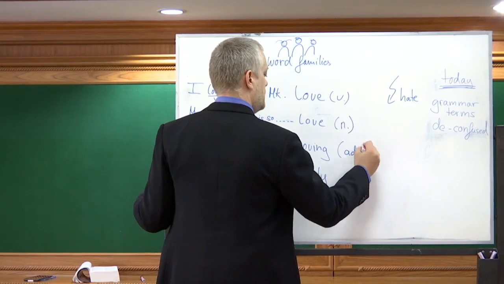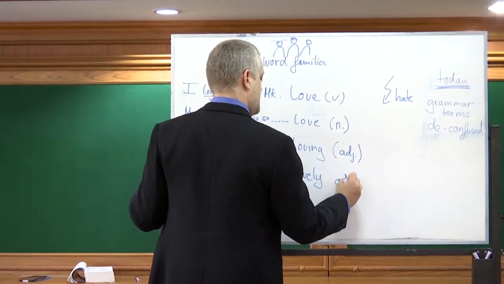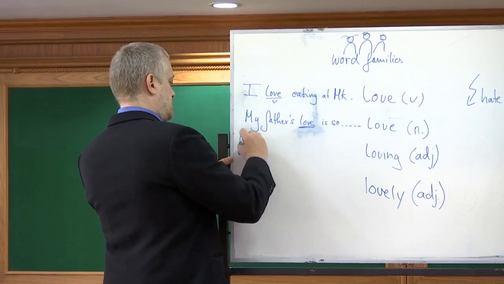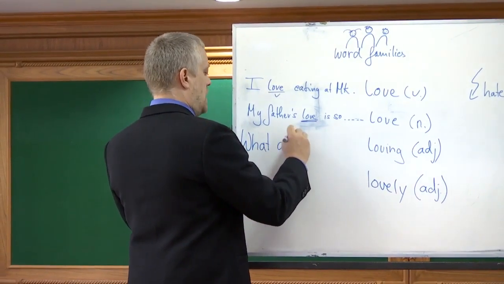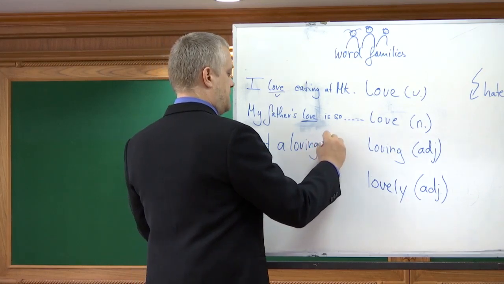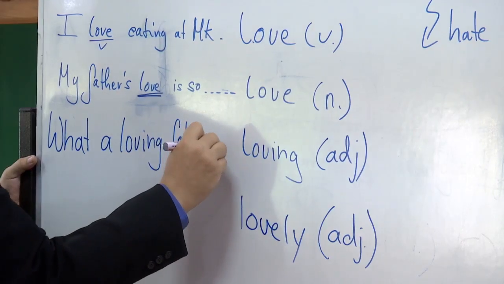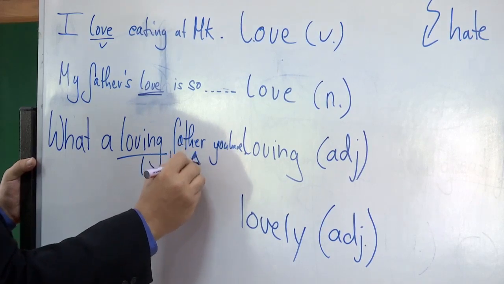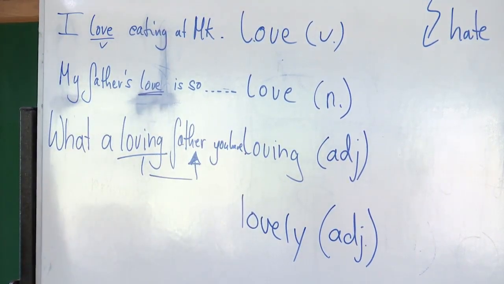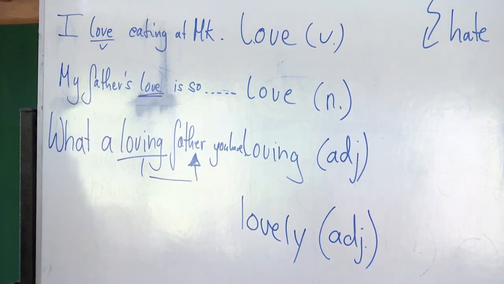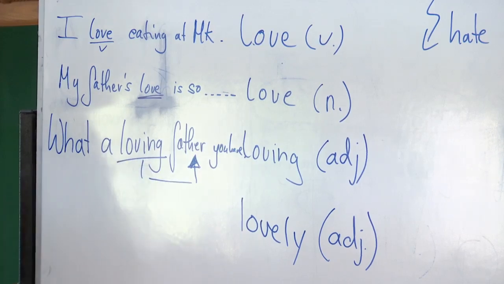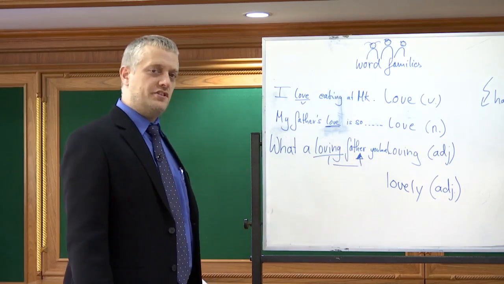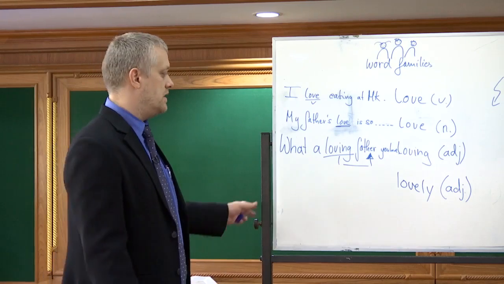We have adjective and another adjective. I will give you some examples. What a loving father you have. Sorry. Loving gives more detail to the father. He's a caring father. He's a warm father. He's also friendly to others. What a loving father you have. What a caring father you have. The adjective gives more information to the noun, which is father.